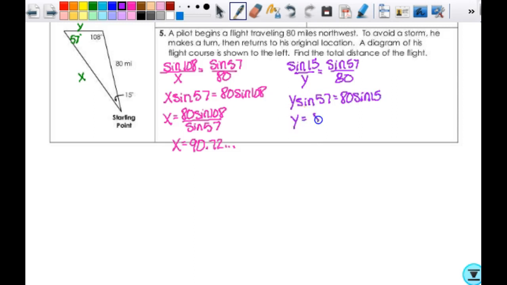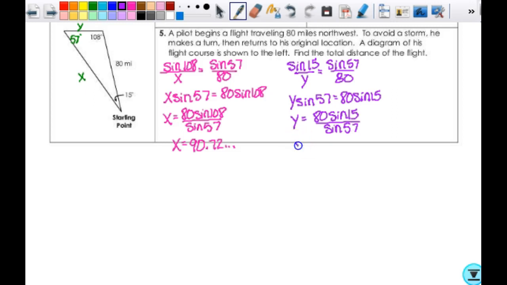So y is equal to 80 times the sine of 15 over the sine of 57. So I'm going to type that in. I'm not going to show you this time, so make sure you know what you're doing here. I do 80 times the sine of 15 divided by the sine of 57. And then I'm going to store that in y.